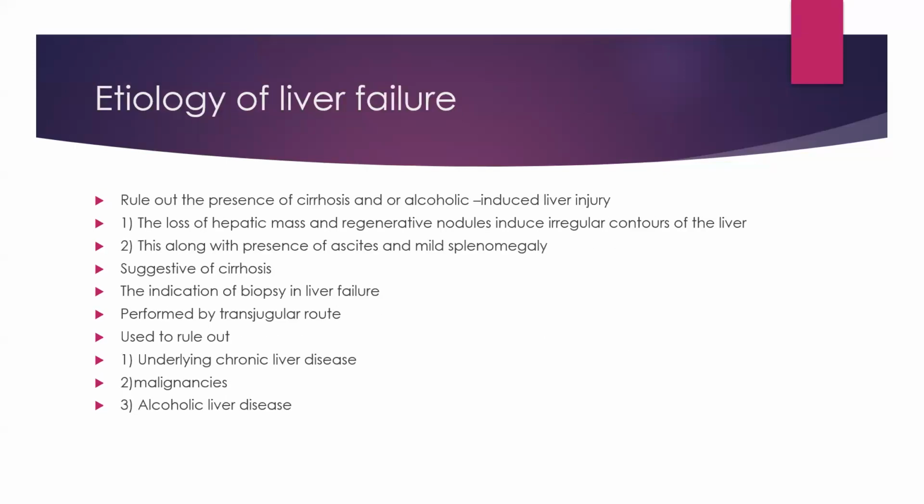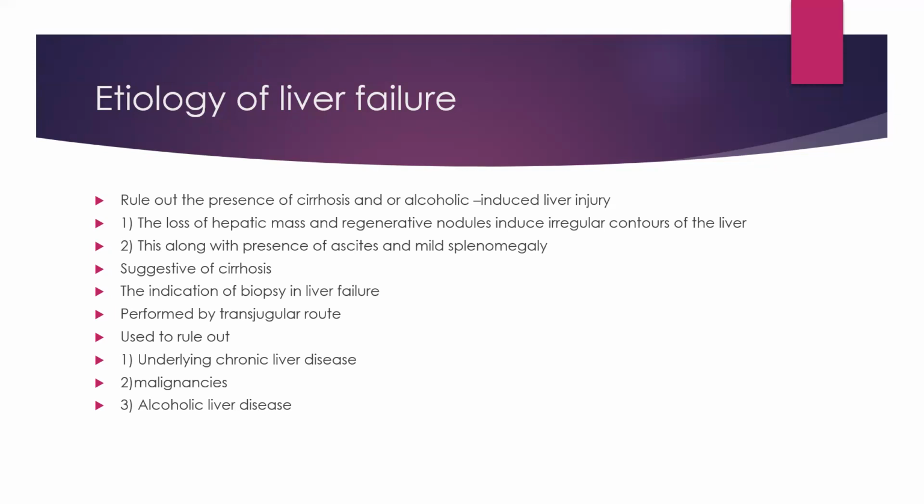So now the etiology of the liver failure. If you are seeing any patient of liver failure, then first we should find out whether there is underlying chronic liver disease or not. Now how will we come to know about it? If there is a loss of hepatic mass and regenerative nodules inducing irregular contours of the liver, along with the presence of ascites and mild splenomegaly, it is more suggestive of cirrhosis.